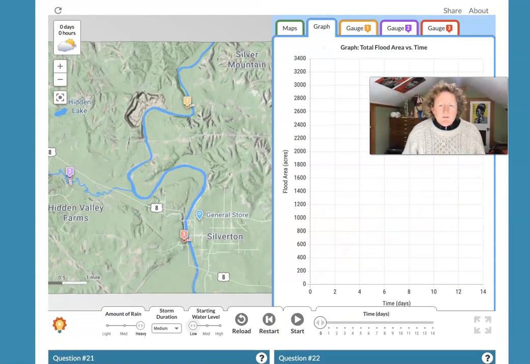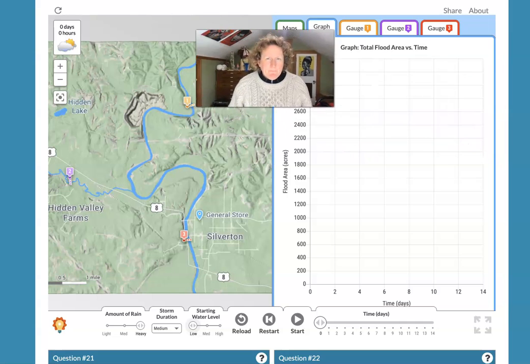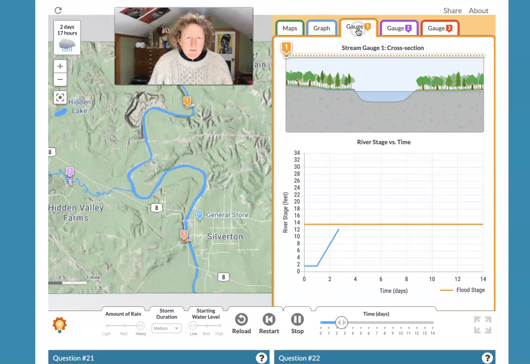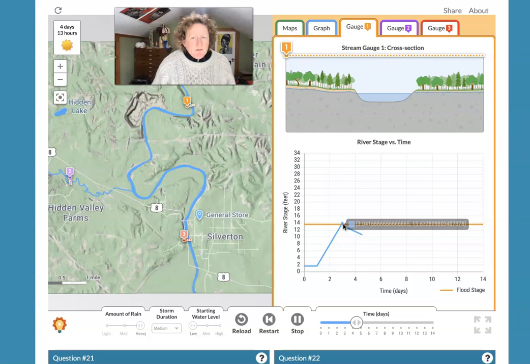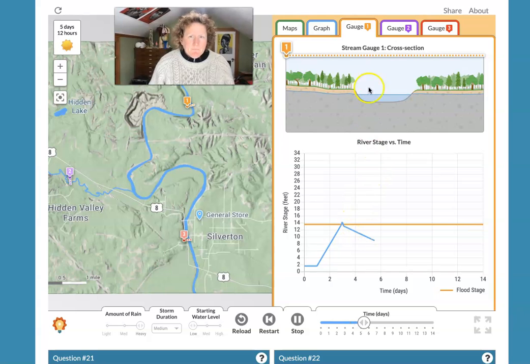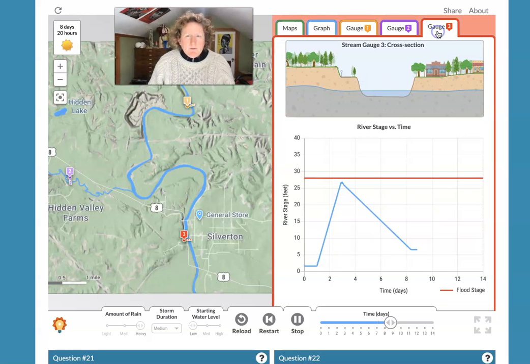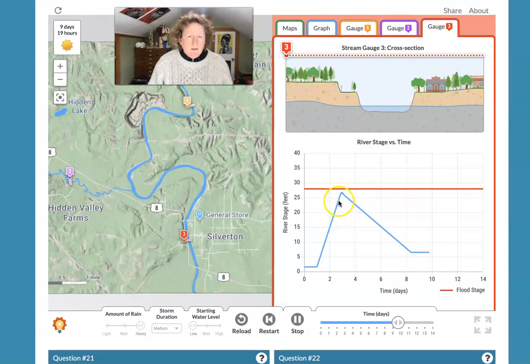and we're going to be watching the stream gauges here to see if there's any flooding. You can see gauge 1, it just barely ran over the banks for a little bit. Gauge 2, it didn't get up to the level where it would flood. It maybe came just right up to the edge right here. And in gauge 3, it didn't even get close to the top of the riverbanks, and it just went right down.